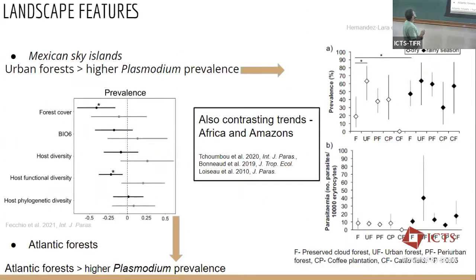And there are some other things, like in Mexican Sky Islands, they looked at urban forests, which have higher Plasmodium. This is different from what they were finding in African forests. And even in Atlantic forests, there is higher Plasmodium prevalence in disturbed forests. When there is disturbance, there is high Plasmodium, which is opposite to what they're finding in Africa. So one parasite does not have a single response to a habitat character. It's very case specific, very case sensitive. Where you are going, it differs.